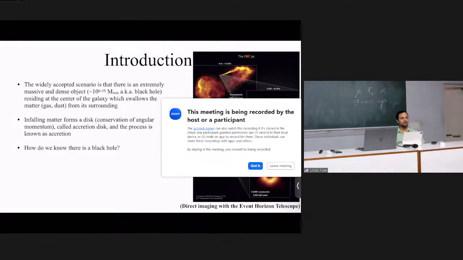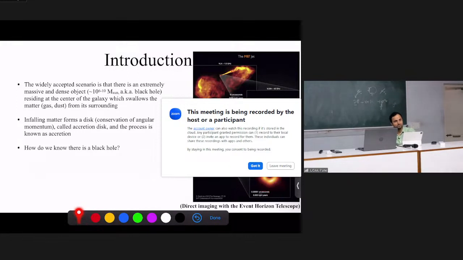You know, the Event Horizon Telescope imaging, direct imaging of the central region of one such galaxy called M87. And then you must have seen this kind of photos. So there is a black hole at the center, super compact. This observation came in 2018 or 2019. Before that, we knew about black holes from long back.